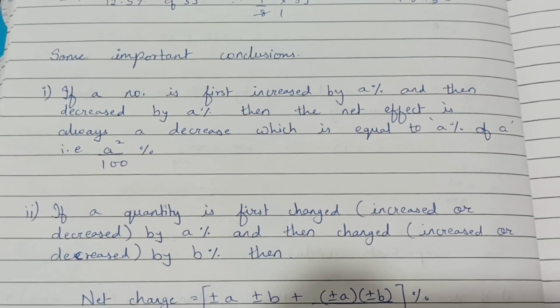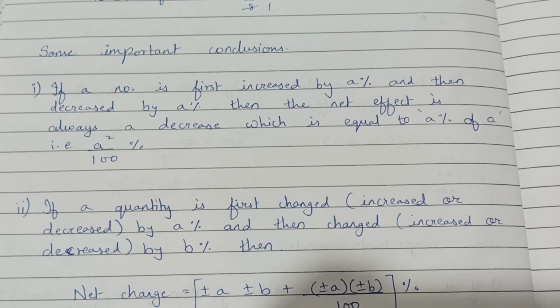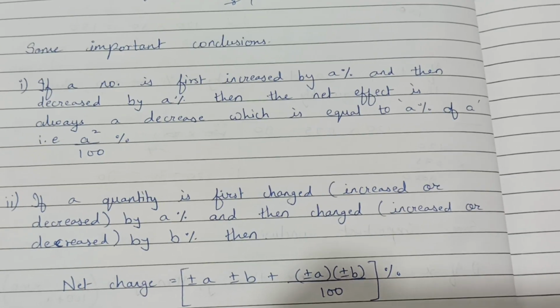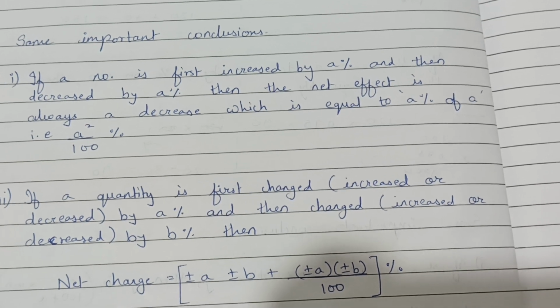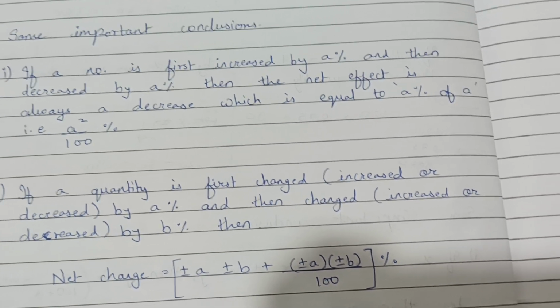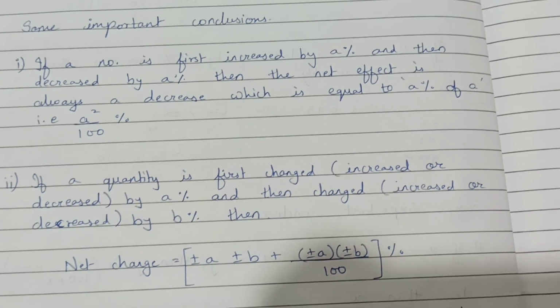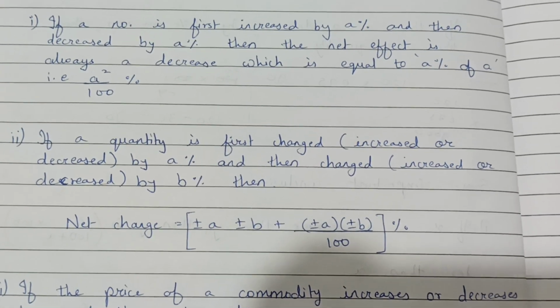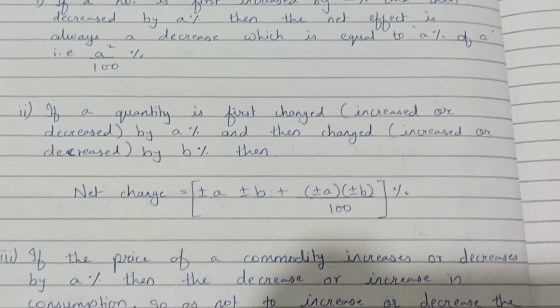Again, some important conclusions are here. First, if a number is first increased by a% and then decreased by a%, then the net effect is always a decrease which is equal to a% of a. That is a square upon 100 percent.